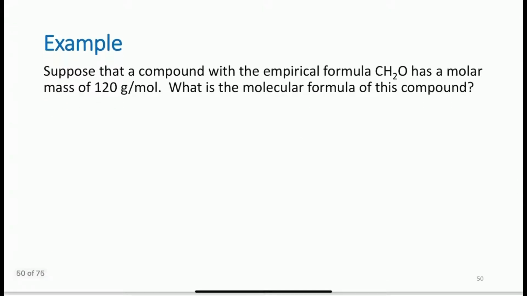Let's work some examples on figuring these out. Suppose that a compound with an empirical formula of CH2O has a molar mass of 120 grams per mole. What is the molecular formula of this compound? How are you going to figure this out? The way I want you to figure this out is I want you to first find the mass of the empirical formula. So if I've got 1 carbon, 2 hydrogens, and 1 oxygen, if I add this up, this is approximately 30 grams per mole. You've got 12.01 plus 2.016 plus 16. It's basically 30 grams per mole.